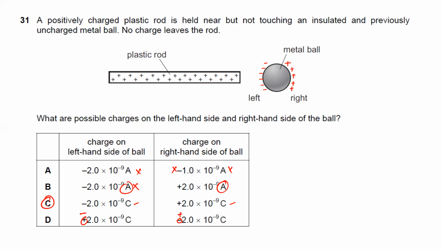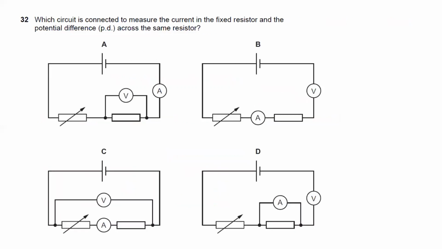So answer C is the right choice we have. Next question, question 32. It says which circuit is connected to measure the current through a fixed resistor and the potential difference across the same resistor.